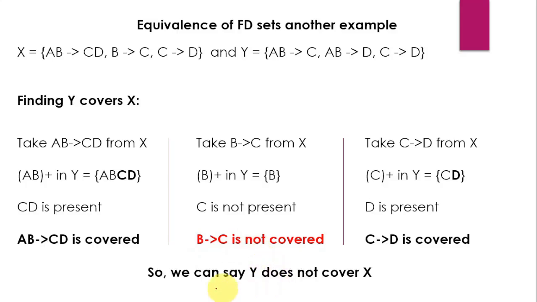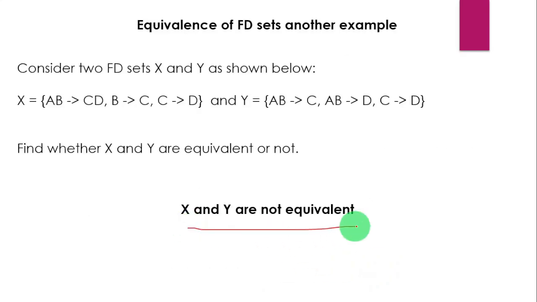So in Y covers X, we have seen that this FD is not covered. So we can say that Y does not cover X. Only X covers Y, but Y does not cover X. From this we can say that X and Y are not equivalent. Both are not equal because this is not covered by these FDs.